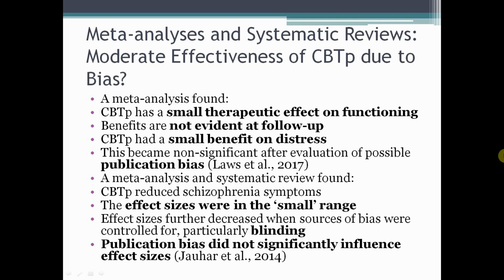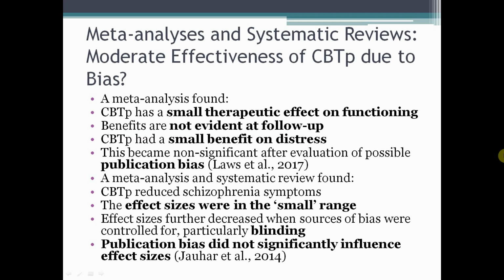CBTP had a small benefit on distress. However, this became insignificant after evaluation of possible publication bias. The studies used small sample sizes, suggesting low power of CBT trials.